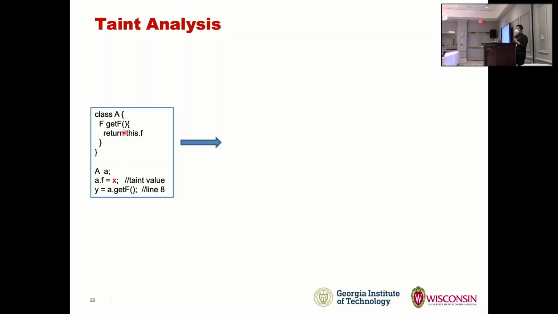Essentially, it's almost the same as the previous one. The only difference is that instead of assigning the values directly through field read and write, we assign the value through a function call. If we model this graph, we can see that in this statement, we assign the value of x to a.f. That's precisely what we do in the Dyck case. And then it invokes this function, getF, at line 8, okay? Within this function, we read the field f of this object and return it to the variable y.